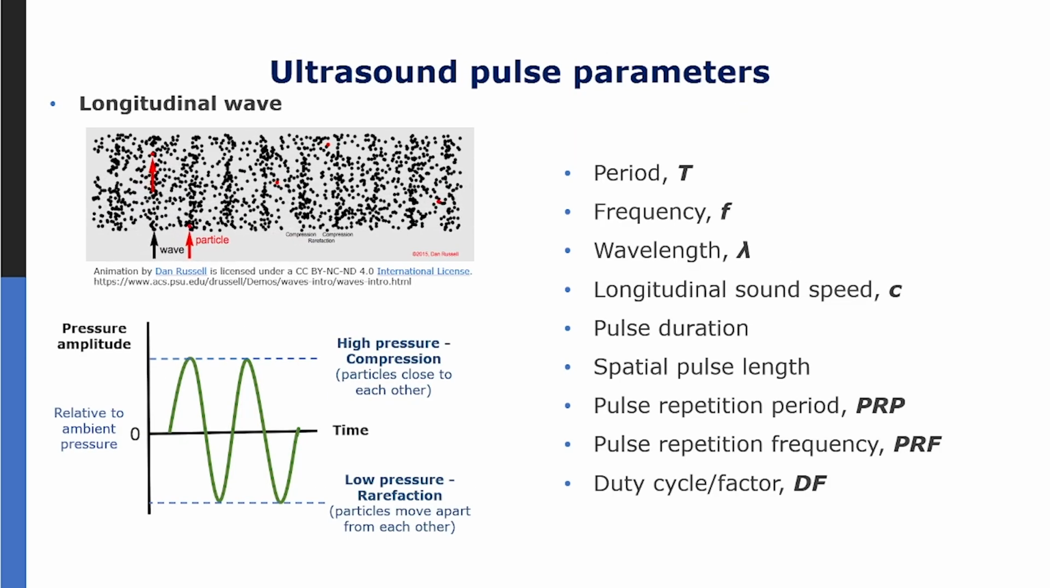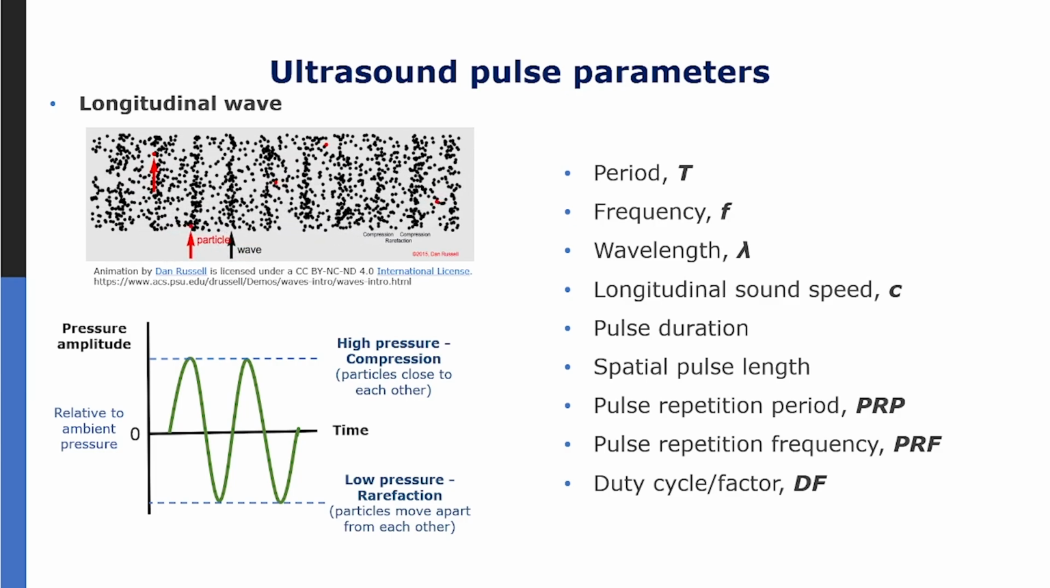We've also talked about the ultrasound pulse, how an ultrasound wave is created, in particular a longitudinal wave, where this longitudinal wave has regions of compression and rarefaction. Compression is where the particles are much closer to each other, and rarefaction is where the particles are further apart. And in a longitudinal wave, the particles are moving in the direction of the actual wave.